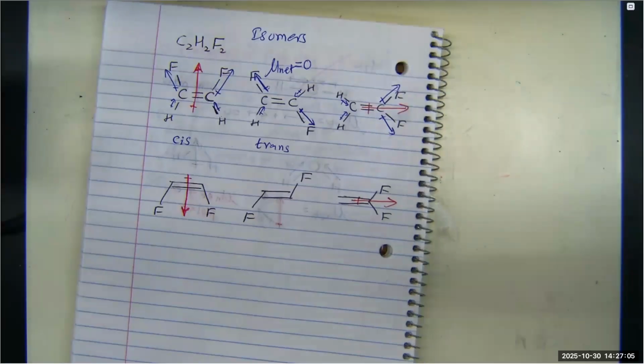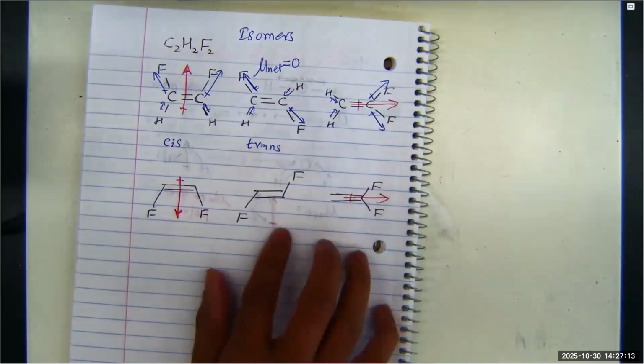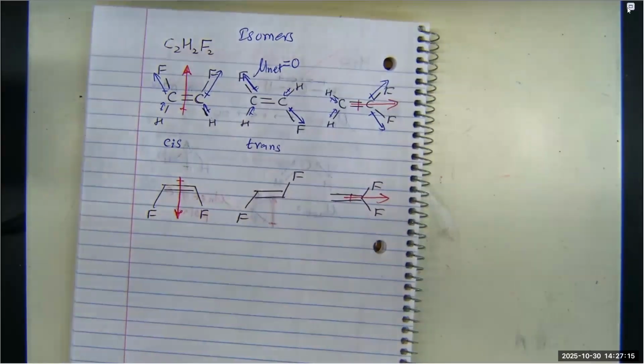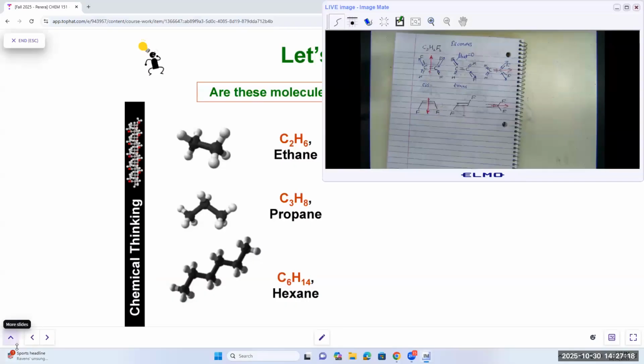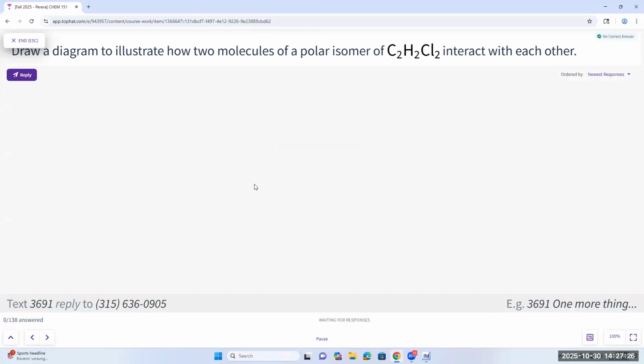Okay. Now that we know which one of these are polar, I want you to deal with the line structures now, because you know that they're easy to draw. So let's pick one of these polar isomers. Let's pick the cis polar isomer. Can you show me how two of these cis isomers, using the line structure, would interact with each other? Go ahead.